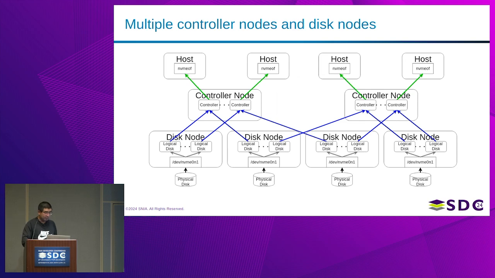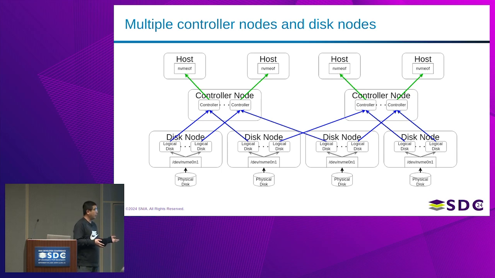And then here is a view of multiple users. We may have multiple virtual NVMe subsystems. Each virtual NVMe disk is distributed to different controller nodes and disk nodes, and they can be exported to the different hosts. Until this stage, I think we arrive at a milestone.